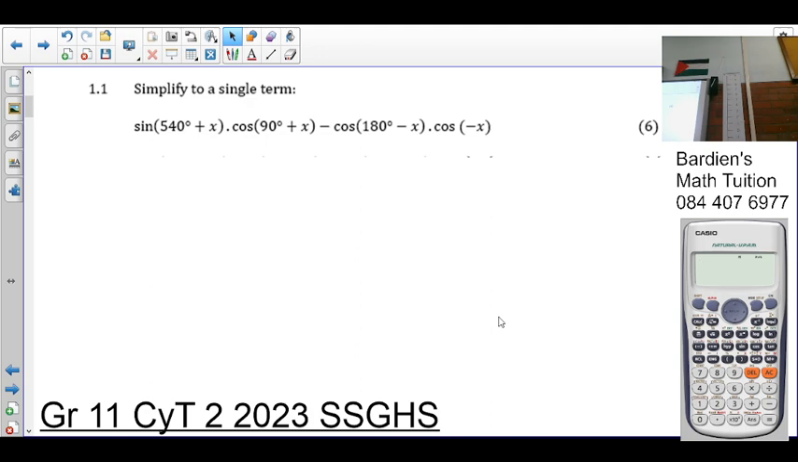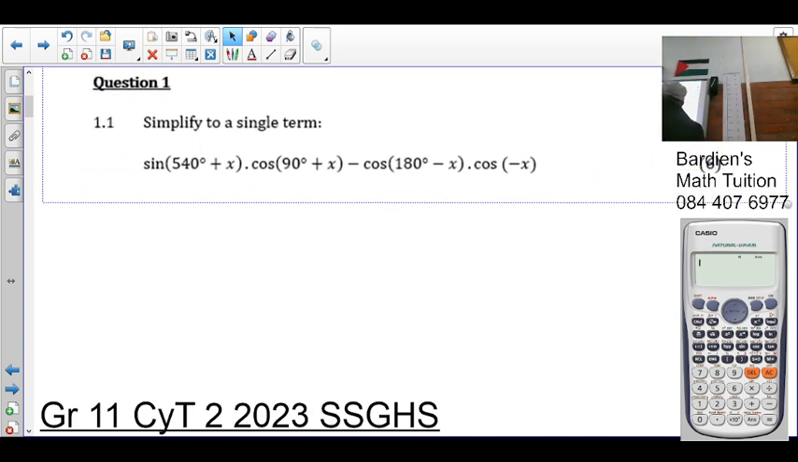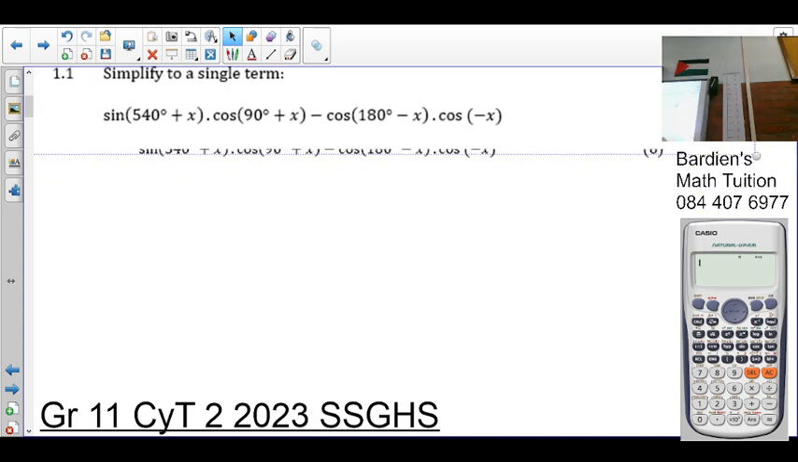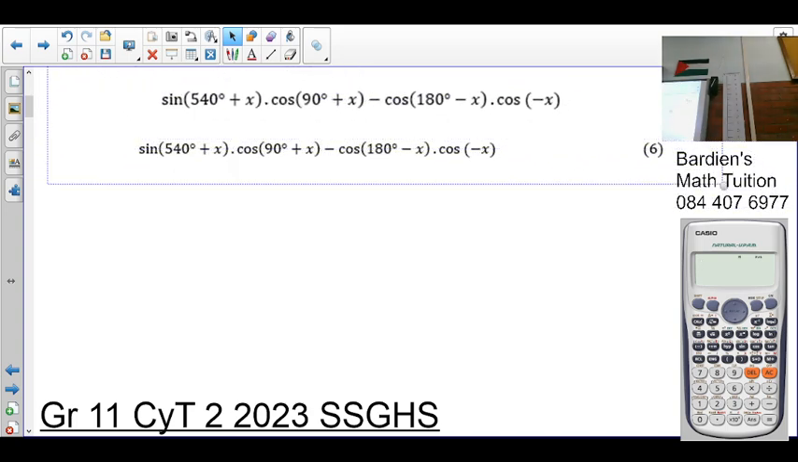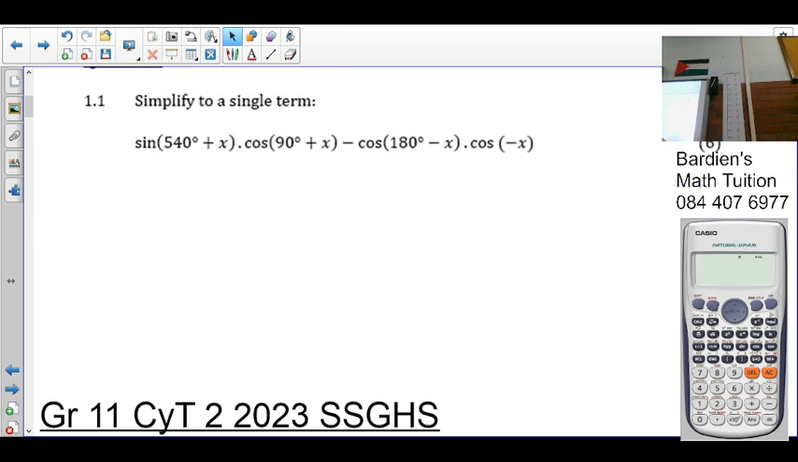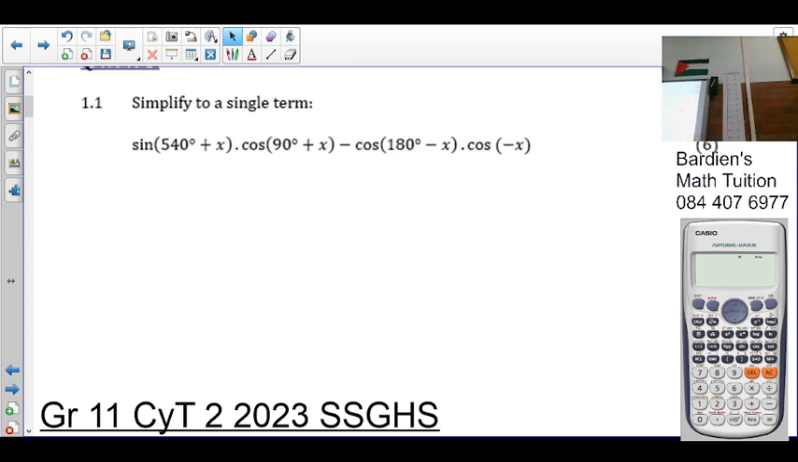Okay, people, here we go. The question says simplify to a single term. Normally it says to a single trigonometric ratio. So we got sine of (540 degrees plus x) times cos of (90 plus x) minus cos of (180 minus x) times cos of negative x. So this is the reduction.